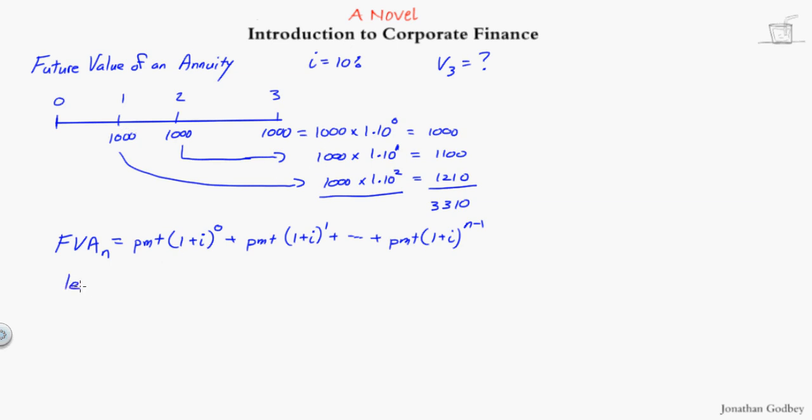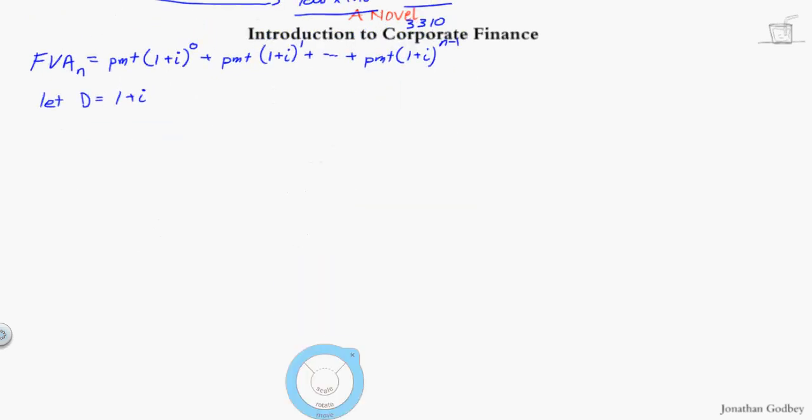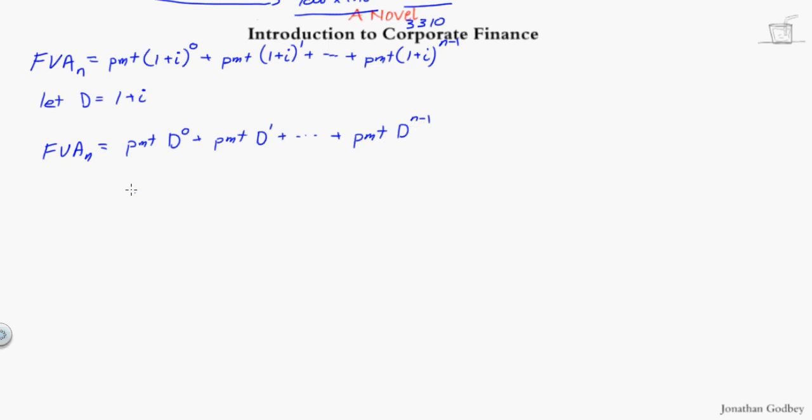So again, we're going to use the same trick. Let d equal 1 plus I. And I'm going to move this up a little bit so we can take a better look at it. So the future value of an annuity with n payments is equal to the payment times d to the 0, plus the payment times d to the first, plus however many we have, but the last one is going to be the payment times d to the n minus 1. Another way I could write that is payment, pull that out, times d to the 0 plus d to the first plus all the way up to d to the n minus 1.